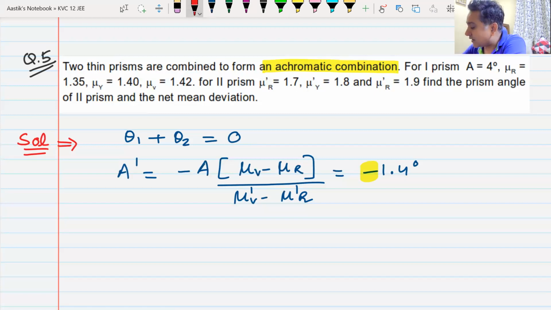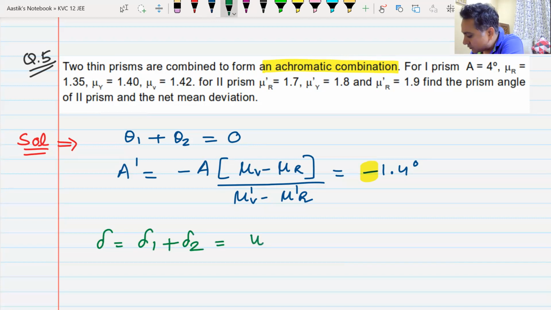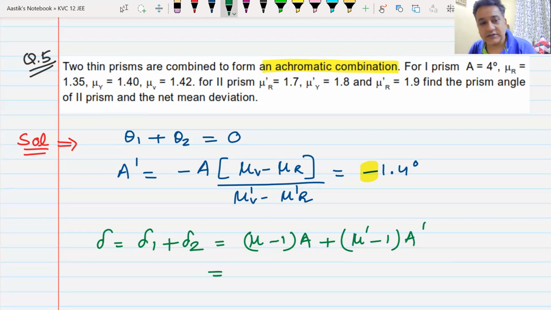Now they are asking you to find out the total deviation. Total deviation will be delta 1 plus delta 2. So you can straight away write it as mu yellow minus 1 times a plus mu yellow dash minus 1 times a dash. You can put their values, get the answer, and stay happy. What is the answer coming here? I think it is coming as plus 0.48. Yes or no?